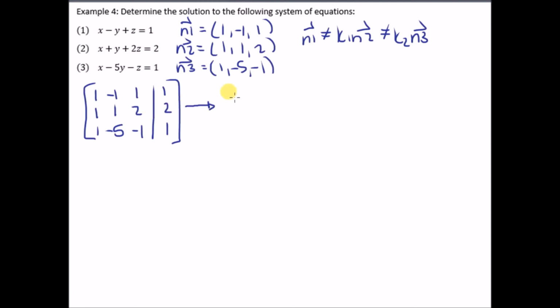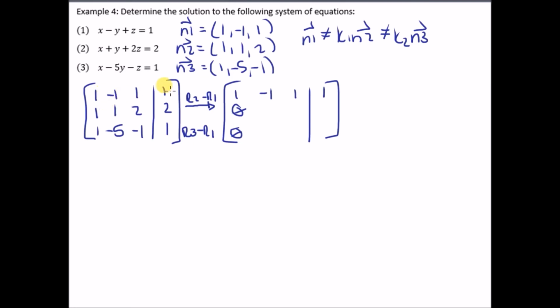Okay, so I'm going to do two things in the first step. I'm going to take row 2 and subtract row 1, and that way we're going to get a 0 right here. And I'm going to take row 3 and subtract row 1 in order to get a 0 right here. Okay, so row 1 doesn't move.